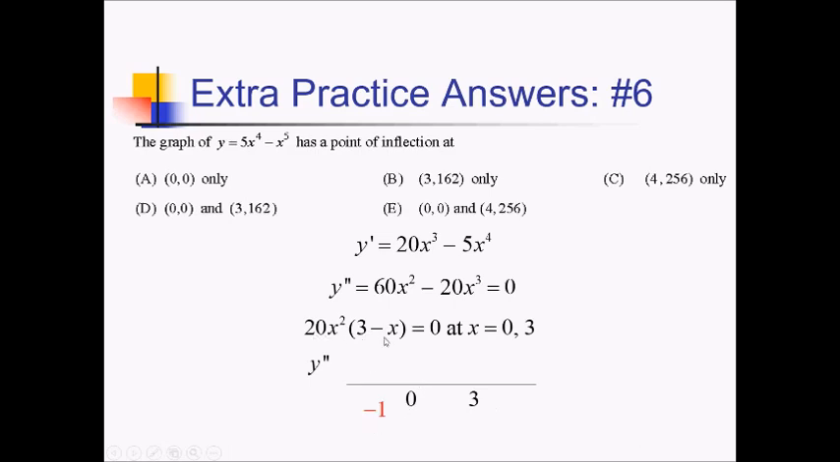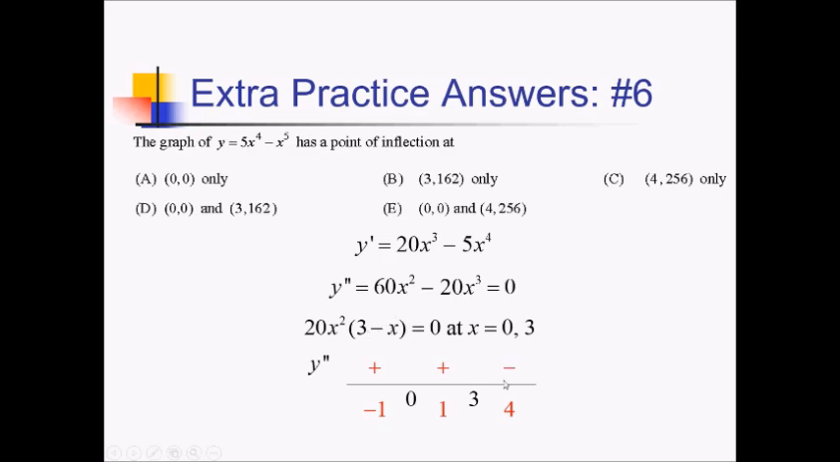Now I'm going to use this factored version of y double prime. And this first term, 20x squared, we know that's guaranteed to be positive since you're squaring whatever goes into there. So really it's just down to this 3 minus x part in terms of figuring out what the sign is going to be. So if we have 3 minus negative 1, that's going to be positive. And then something between 0 and 3, how about positive 1? 3 minus 1 also comes out positive. Something bigger than 3, how about 4? 3 minus 4 is now going to be negative.